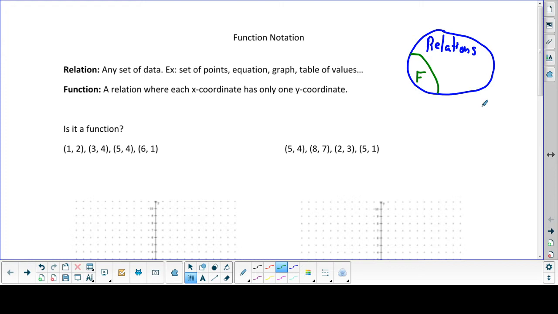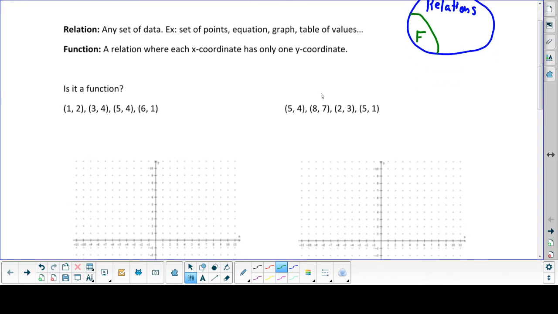A relation is any set of data. For example, a set of points, an equation, a graph, or a table of values. A function is a relation where each x coordinate has only one y coordinate. So for every x value, there can only be a single y value. Let's see what that means as we look at identifying whether or not some of these are functions.